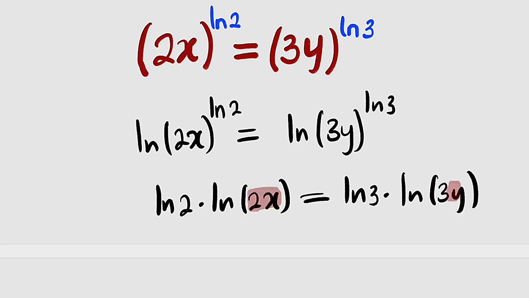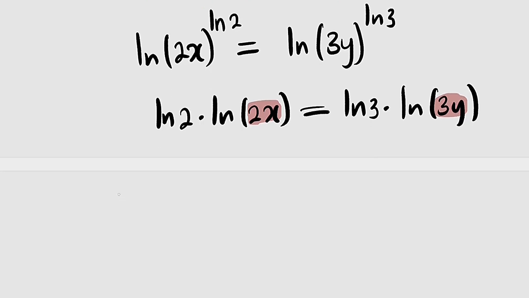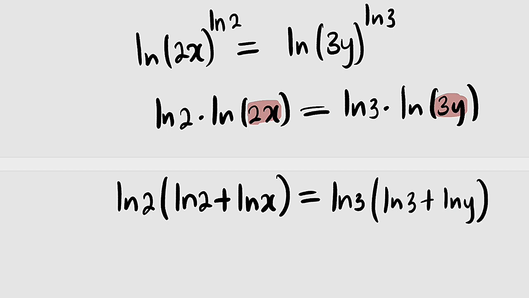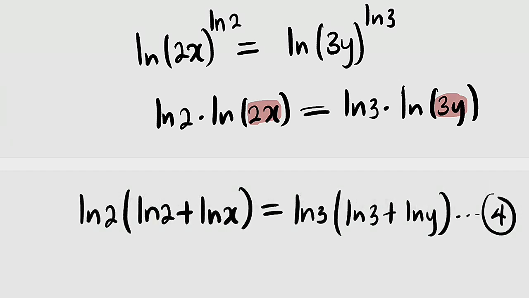Because these are products, we can split them according to one of the laws of logarithm. So we have ln 2 multiplying the whole of ln 2 plus ln x, because ln 2 plus ln x is the same thing as ln 2x. We do the same thing to the right hand side. We have ln 3 multiplied by ln 3 plus ln y. This is our equation number 4.